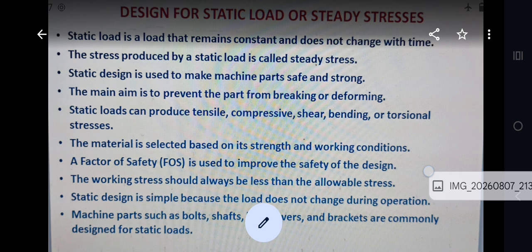What are the practical applications? The static loading is commonly considered while designing many machine components.